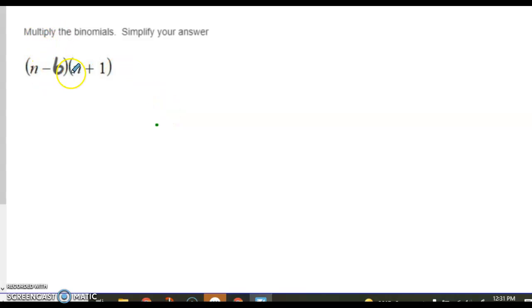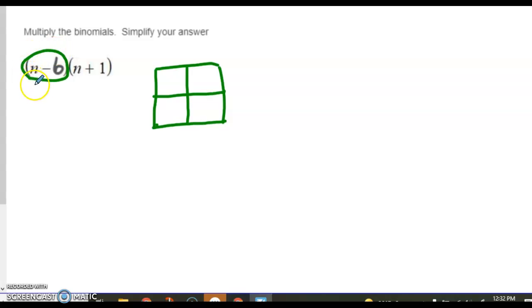All right, we're going to multiply the binomials. And when I multiply binomials, which means two things in the first parentheses and two things in the second parentheses separated by a plus or minus sign, I'm going to use the box method. So I'm going to take this first expression and put it on top. I have an n here and a -6 there. And then I'm going to take my second expression and put it on the side. So I have an n here and a +1 there.